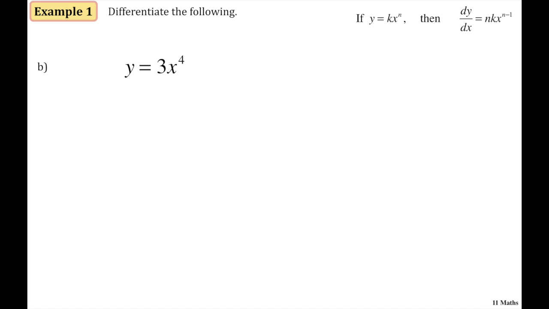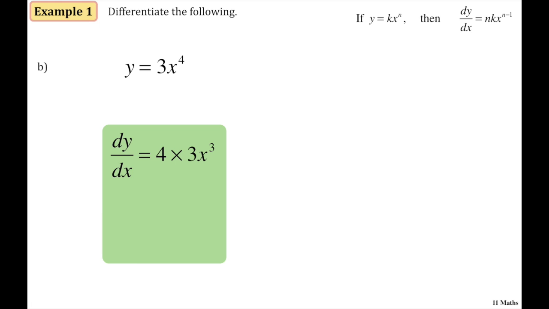Let's have a look at our second example, part B. Y equals 3x to the power of 4. So we look at the power, and we times it out the front. So we times the 4 out the front, so you get 4 times 3x to the power of 3. Remember that the power will ultimately decrease by 1. So you end up with 4 times the 3 out the front gives 12x to the power of 3. And there's our answer. Let's try part C.